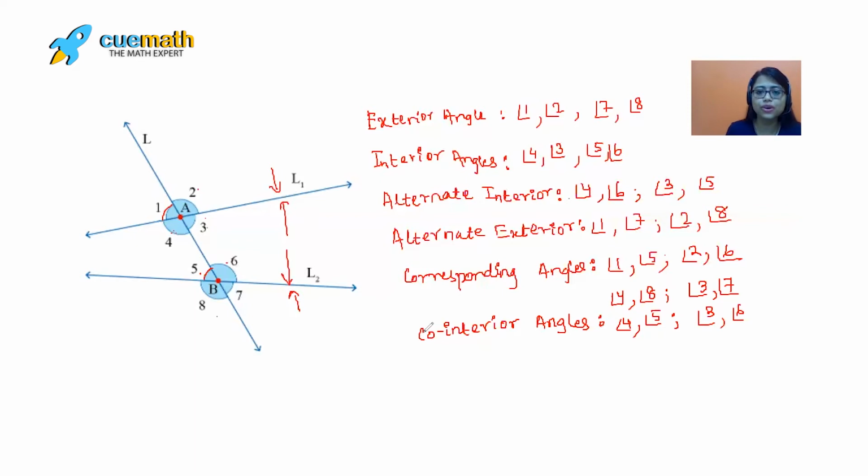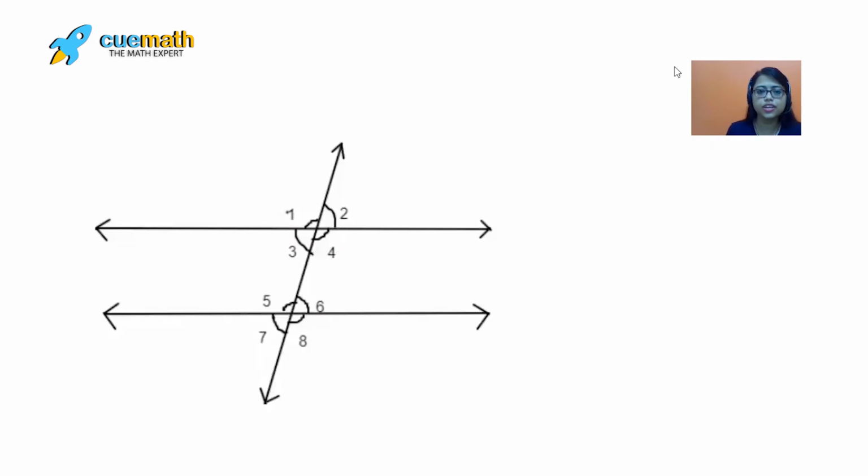So this is how you can relate different angles when a transversal cuts two lines, right? Okay, let's go ahead with the next concept. So here you can see that there are two parallel lines. Let me name them. So this is line L1 and this is line L2. And this is cut by a transversal T.